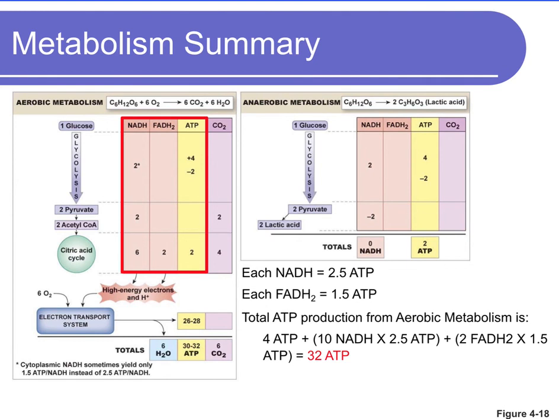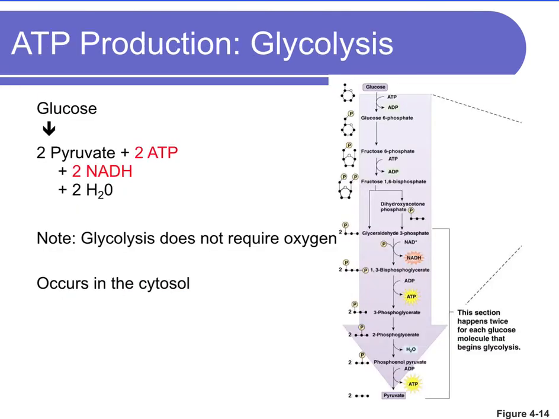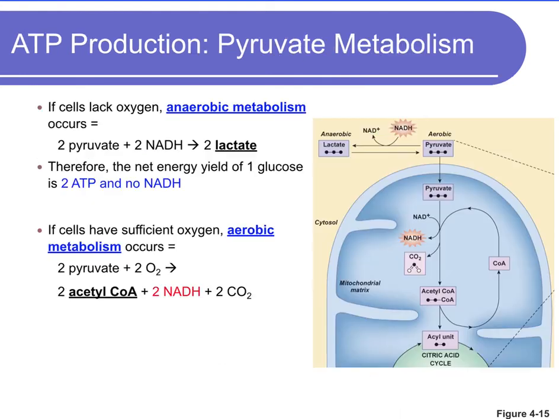Now, what happens if you don't have oxygen? Then we do anaerobic metabolism. Now, for anaerobic metabolism, we can still do glycolysis because glycolysis didn't require oxygen. So we're still going to do glycolysis with our 1 glucose, getting 2 ATPs, 2 NADHs, and our 2 pyruvates. Now in this step, the pyruvates cannot go into the mitochondria because we don't have oxygen to turn it into acetyl-CoA. So instead, the pyruvates turn into lactate.